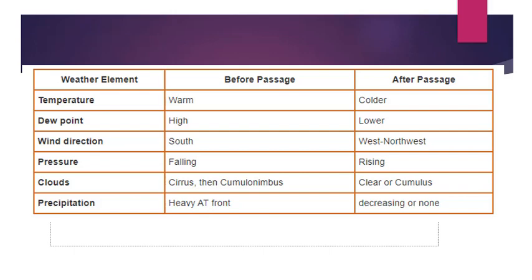For the wind direction, initially it is south. After passing, we have west-northwest. And then pressure also was initially falling, but after it has passed, pressure rises. And then for the clouds, we have cirrus and then cumulonimbus. After the cold front, we can have a clear sky or we can have cumulus clouds. Then precipitation: we have heavy precipitation at the cold front, and then after we have decreasing precipitation.